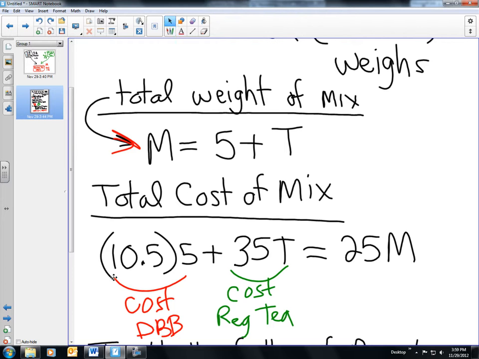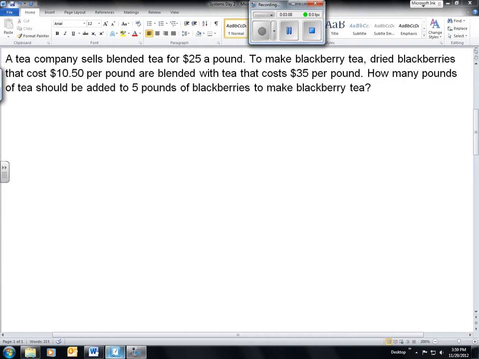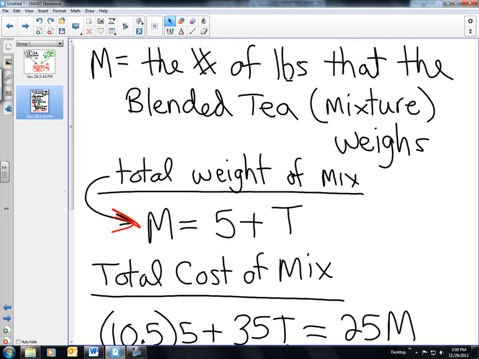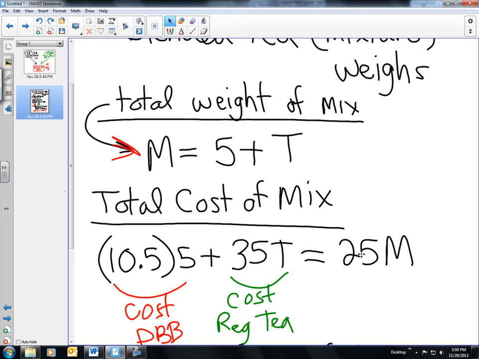And then if I want to know how much the mixture costs, well, we'd take the total number of pounds of the mixture times the price per pound that we're going to be selling it for, and we would write that as 25M. That is where the 25M comes in here. Okay? So now we have two equations. We have this one here and this one here. But we can solve neither one of them because there are two variables in both of them.